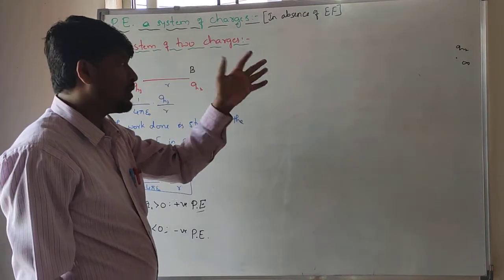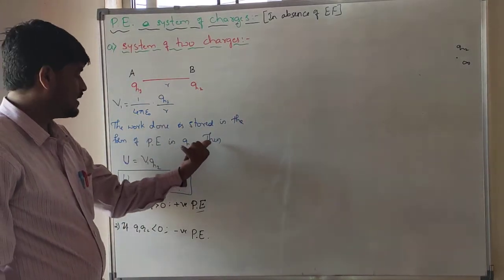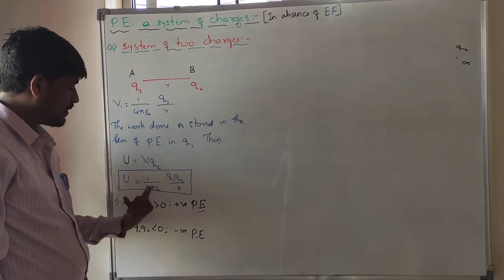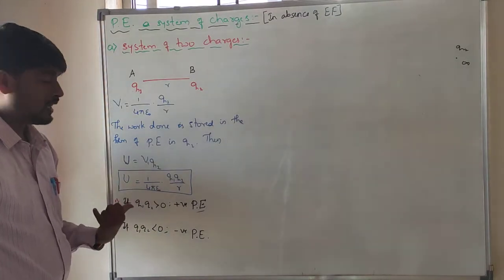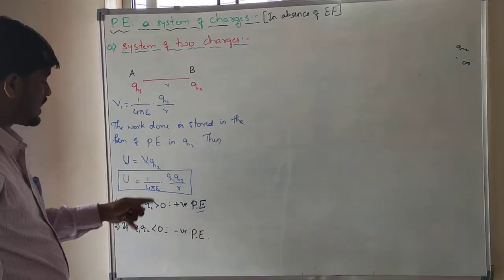Work is done. That work done is stored in the form of potential energy in charge Q2. Then U equal to V1 Q2. So I can write U equal to 1 by 4 pi epsilon naught Q1 Q2 by r. So this is the final expression, that is, the potential energy due to a system of two charges.